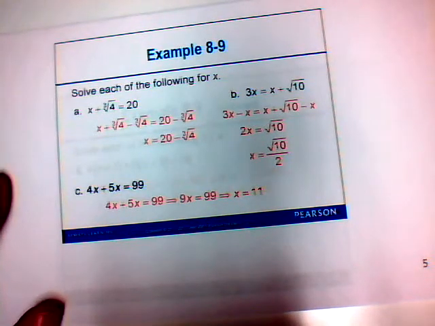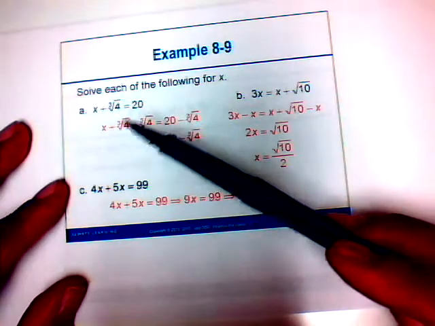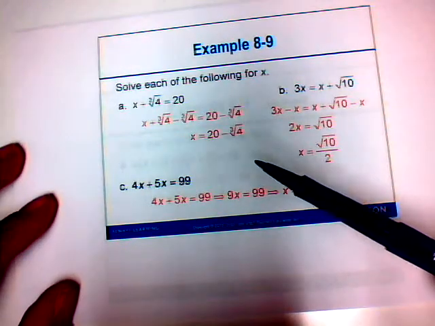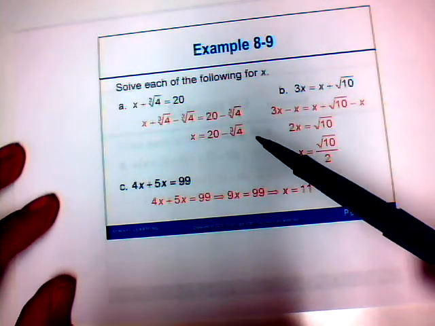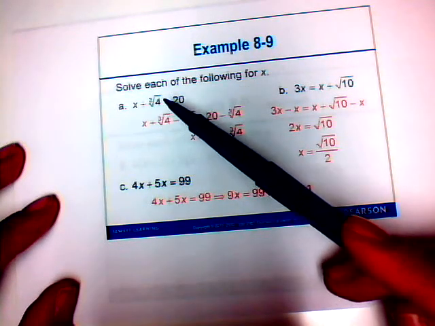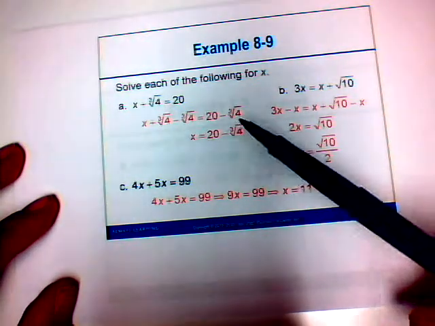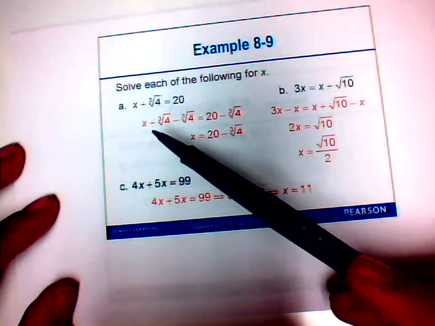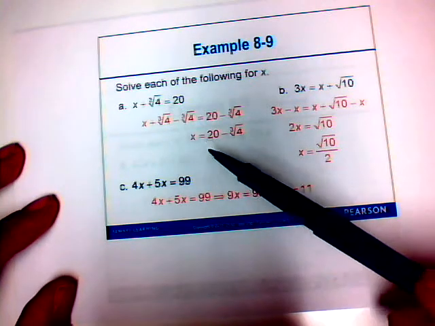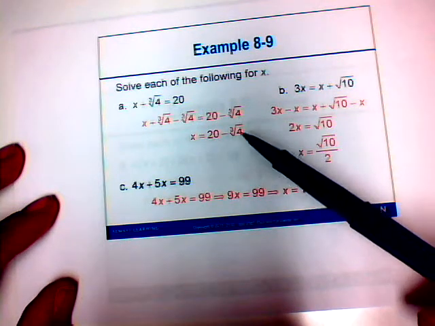And here are some examples of just this. Solve each of the following for x. In part A, you got x plus the cube root of 4 is equal to 20. Now, to get the x by itself, we're adding the cube root of 4, so we need to subtract the cube root of 4 on both sides of this equation, as you can see here. So that means if we add the cube root of 4 and subtract the cube root of 4, we're going to get 0. So that leaves us with x, and we will just leave this as simply 20 minus the cube root of 4.